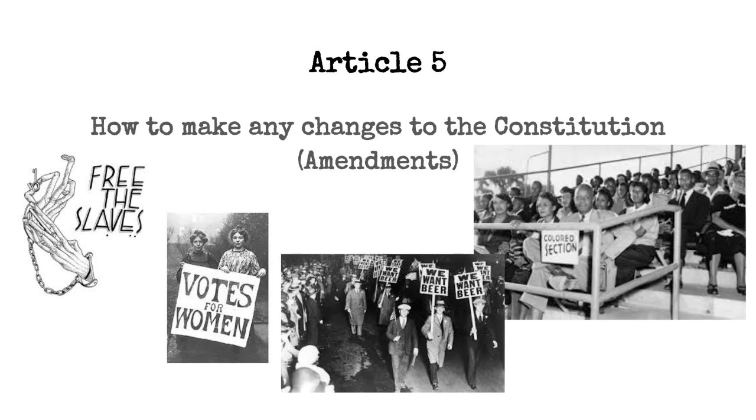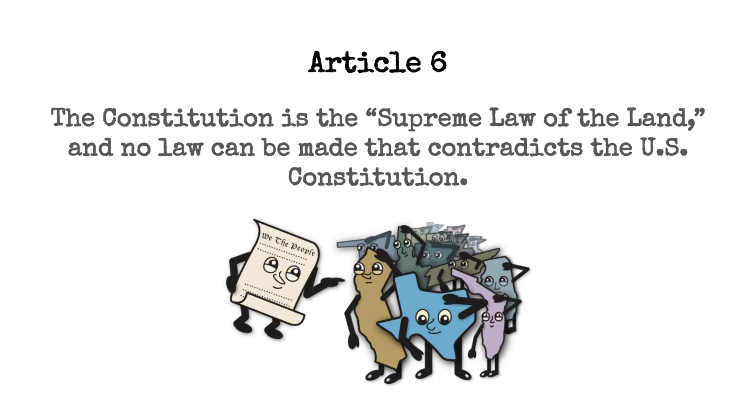Article 5 talks about how, if there are going to be any changes to the Constitution, how that process would go about. And you can see in some of these pictures some specific references to our history of having amendments. Article 6 is very clear about the supremacy clause, that the Constitution is the supreme law of the land, and that no law can be made that is in contradiction to the Constitution.